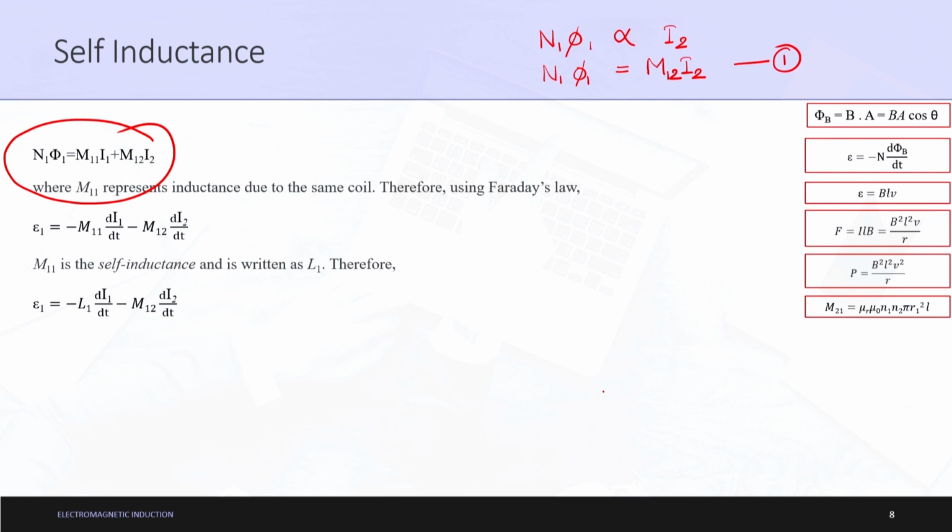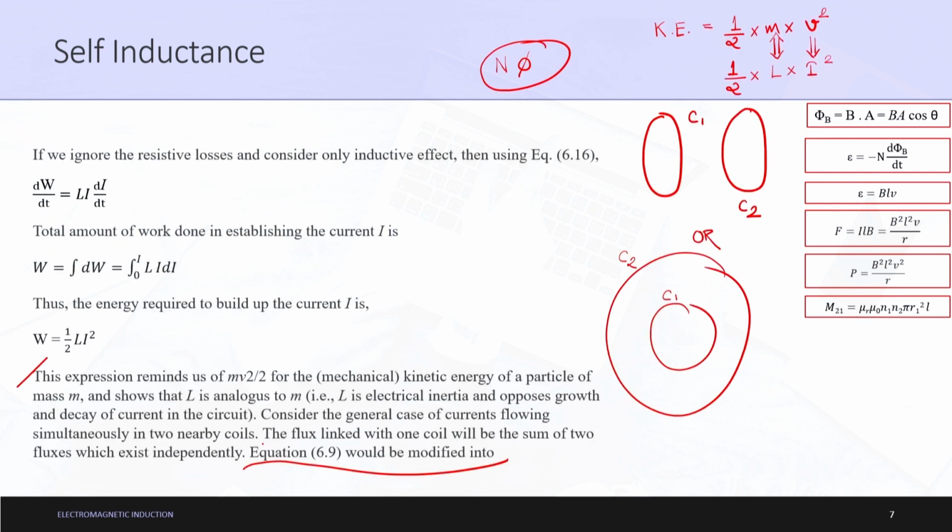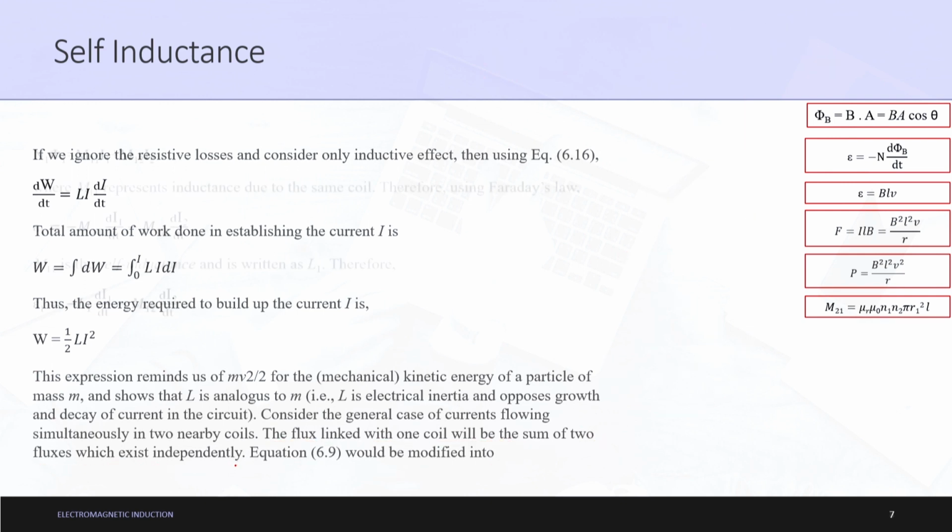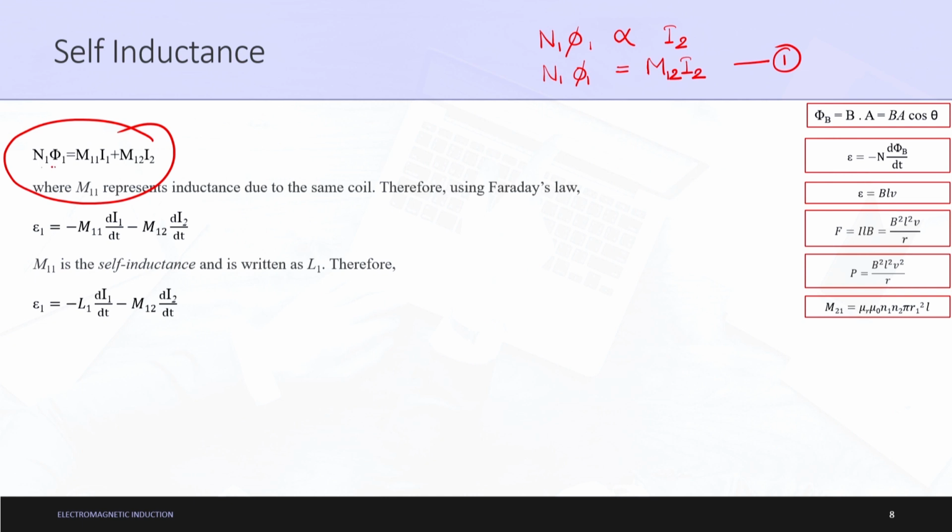So, what this last line says is that the flux linked with one coil will be the sum of two fluxes which exist independently. Therefore, the value of N1 Phi1 will be equal to M12 I2 for the current in coil 2, and also if the current is produced in I1 and we need to calculate the flux linkage in the coil, then the value will be M11 I1. So, the flux linkages here will be one due to self and one due to mutual.